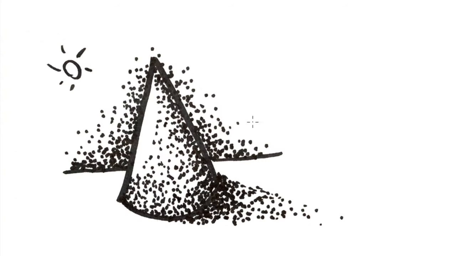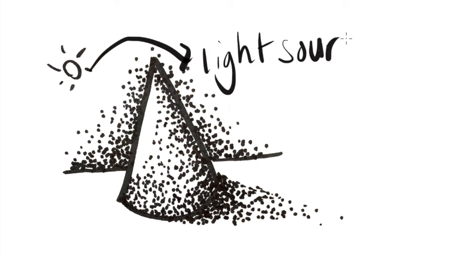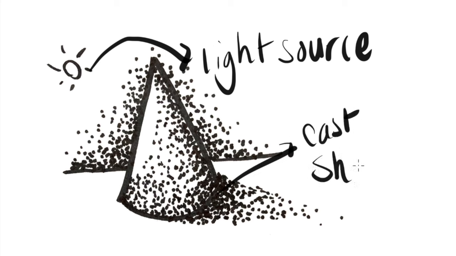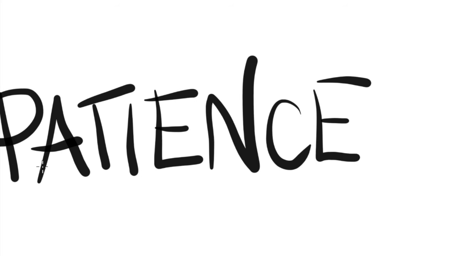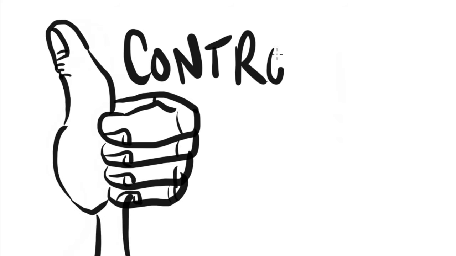Here's an example of a cone that's rendered with stippling. Notice there's a light source and a cast shadow. We see a range of light to dark. Stippling takes a lot of patience, but one of the really cool things about stippling is you can really control your value. Let's take a look at a sphere, a 3-dimensional form.